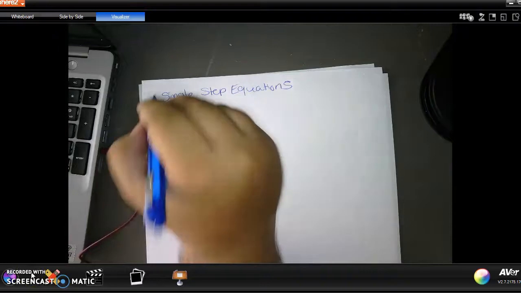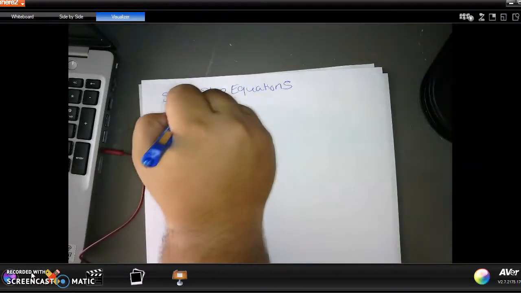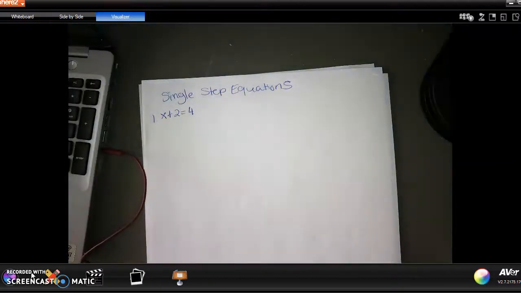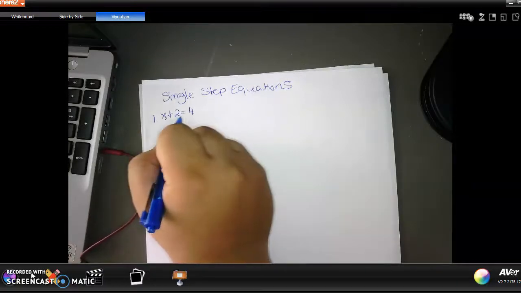So a single-step equation looks something like x plus 2 equals 4. Alright, so that is an example of a single-step equation. What we would do with this is we would do something in order to get x by itself so we can figure out what it is.